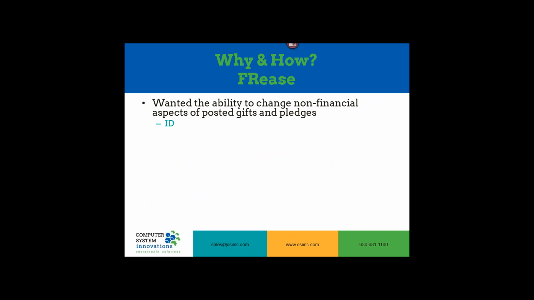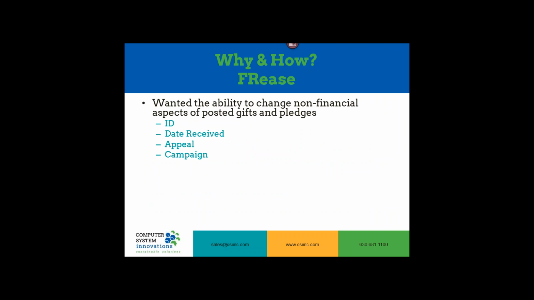Well, as I said, we needed to change IDs sometimes. A gift went in on the wrong ID, and we needed the ability to change it. Sometimes we needed to change the date received. That's not the transaction date. That's the date received that we track, when the gift actually came in. From a super simple standpoint, if the appeal was wrong and the batch is posted, you are doomed. You can't fix it. But now you can with Freeze. Same thing with the campaign.